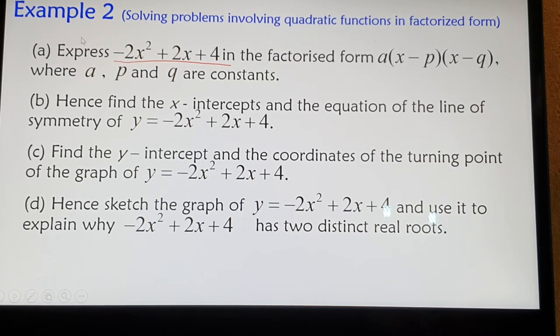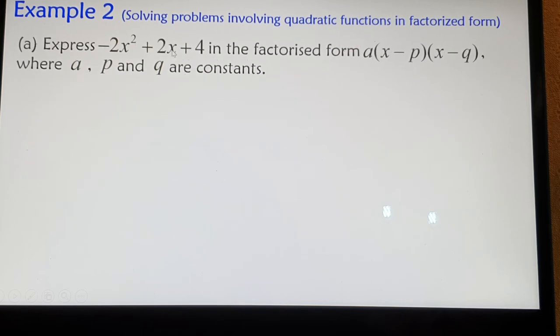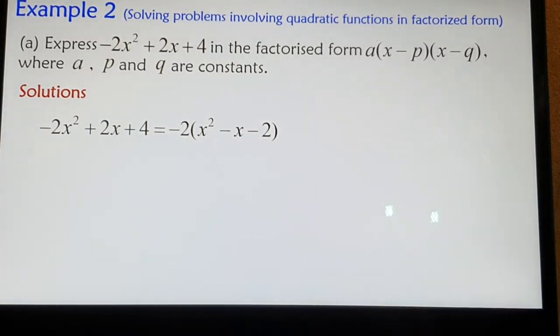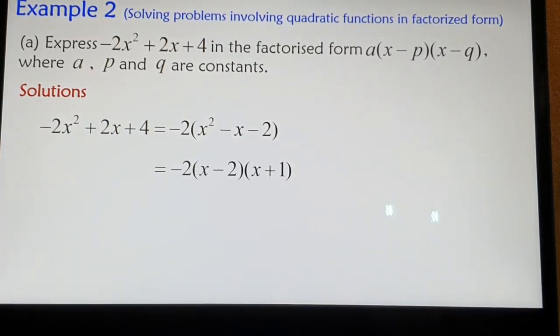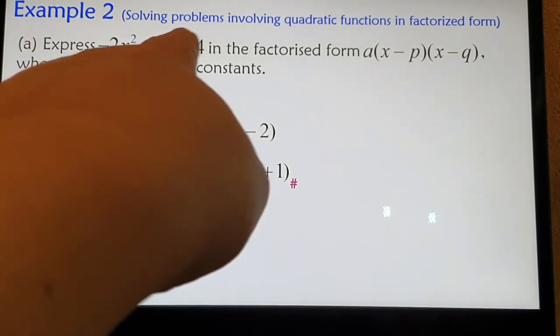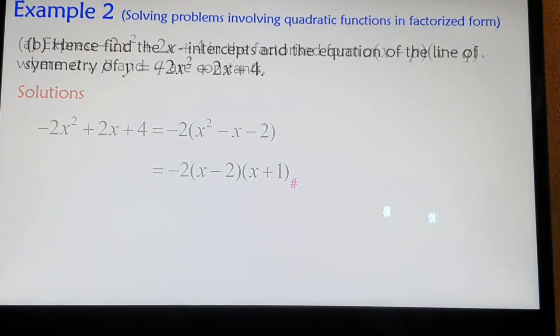Now, this second question, again they ask you to do the same thing: express this in this form. So what should we do? Take out the common factor first, if there is any. So there is. Then I factorize this particular part here, which will give me this. That's all. So that's the first part. You have already expressed this in this form. Finish.